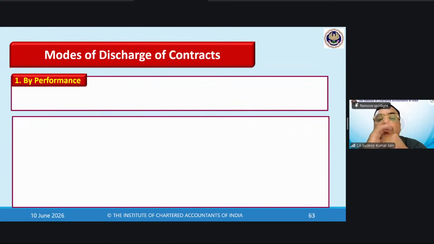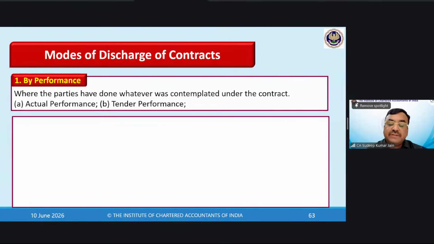By performance: if the contract is performed according to the terms decided in the contract, it means the contract is discharged. The parties are no more liable for the contract. What is decided in the contract by the parties as duties to perform, and they performed accordingly, means the contract is discharged. Where the parties have done whatever was contemplated, it is called performance by performance. And performance may be actual performance and tender performance. Tender performance we have discussed: attempted performance or offer to perform.